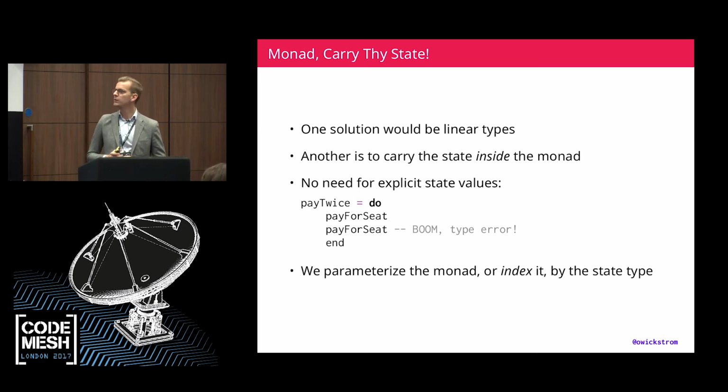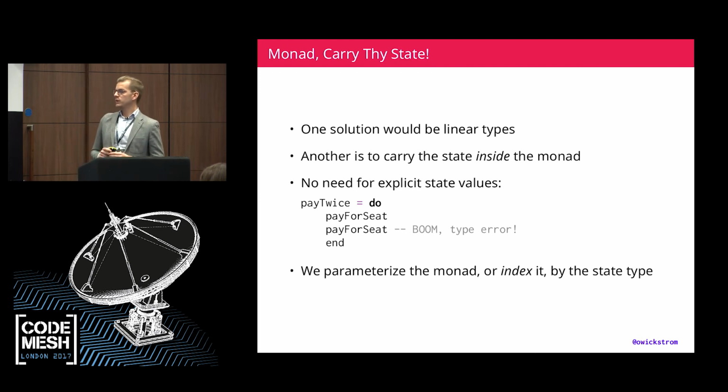Instead, we're gonna move this state value inside the monad. So the monad will carry the state, and in that way, we won't have to pass around these explicit values everywhere. So the previous example would look like pay twice here, where we pay for a seat, and then we pay for a seat again, and then we get a type error because something is not correct here. We've done a double booking, so to speak.